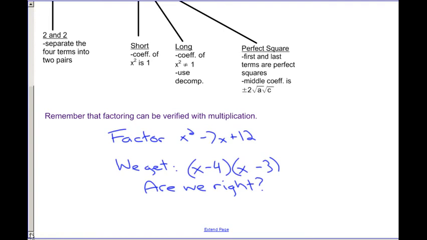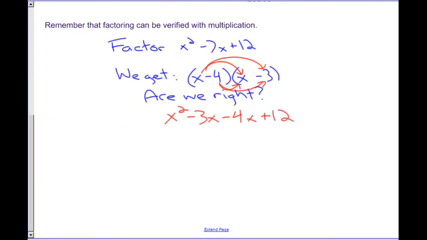You can always find that out. All you need to do is expand, multiply out. Your x times your x would give you an x squared. Your x times negative 3 gives you negative 3x. Negative 4 times x, that's minus 4x. And negative 4 times negative 3 is plus 12. Some people call this foiling the binomials. And what we'd end up with is x squared minus 7x plus 12.